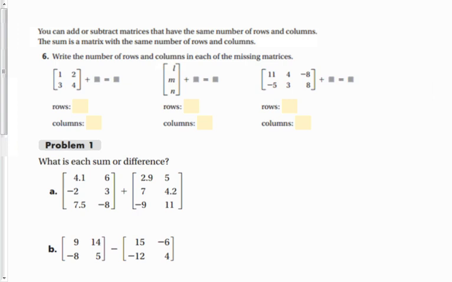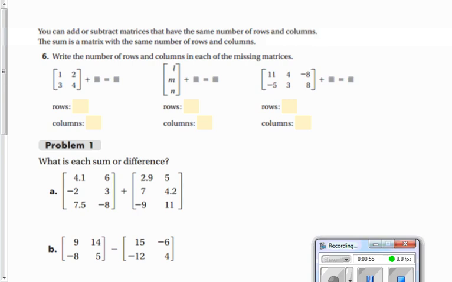All right, the first thing we're going to learn how to do is to add and subtract matrices. And you can add or subtract matrices that have the same number of rows and columns. The sum is a matrix with the same number of rows and columns as the two matrices that you're adding. So go ahead and fill in the answers to number 6 and I'll check back with you.